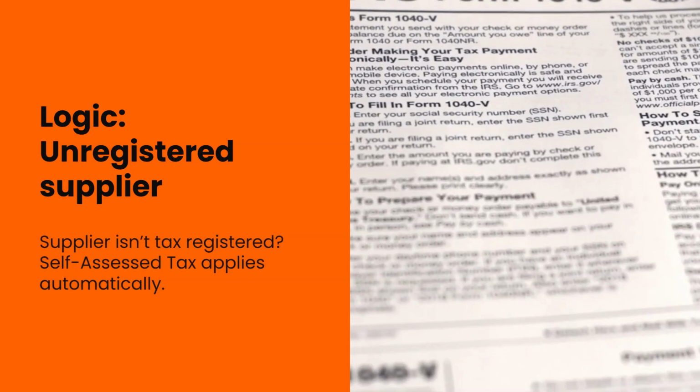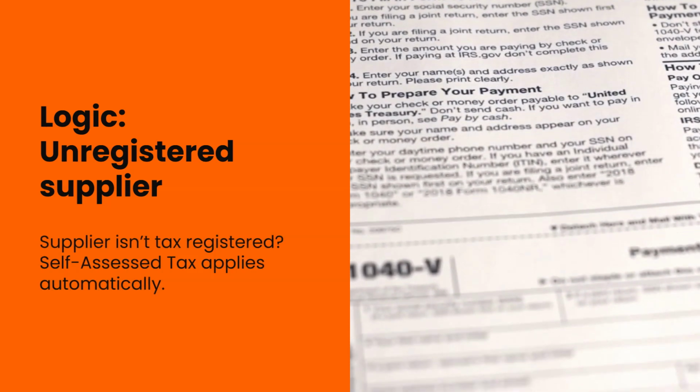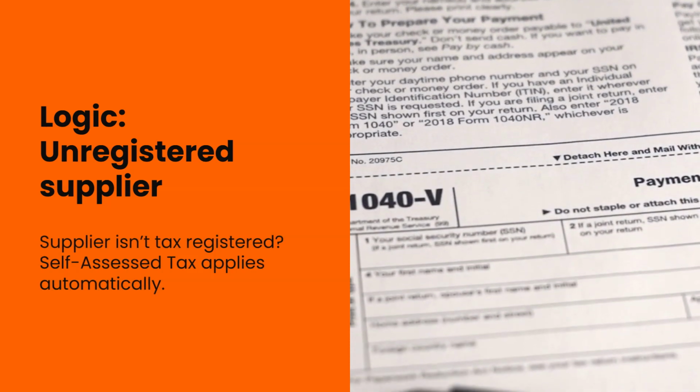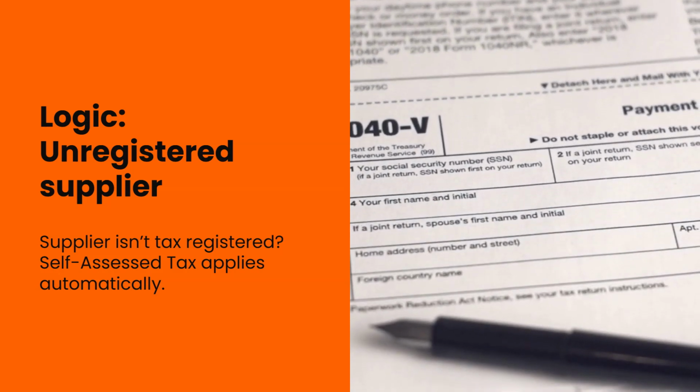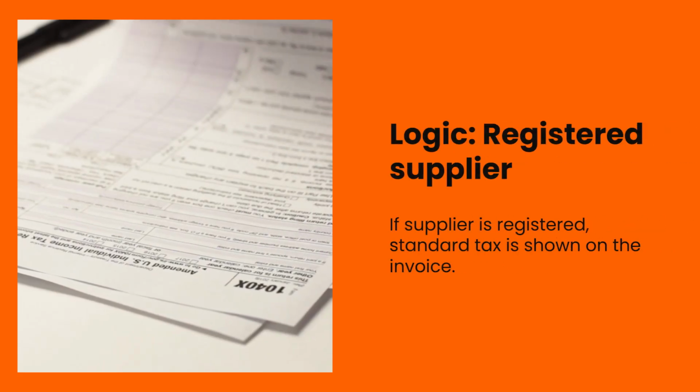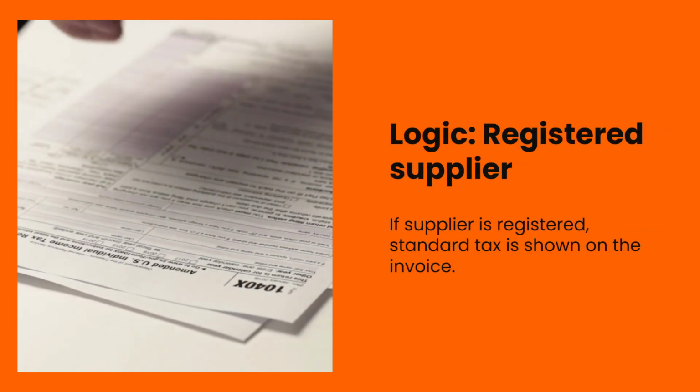Consider the example logic. If a supplier isn't tax registered, Oracle Fusion automatically applies self-assessed tax. If the supplier is registered, standard tax applies and is shown on the invoice.